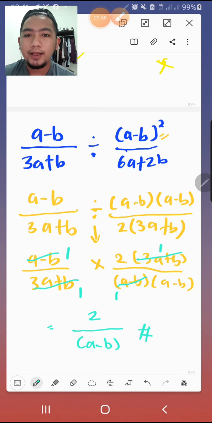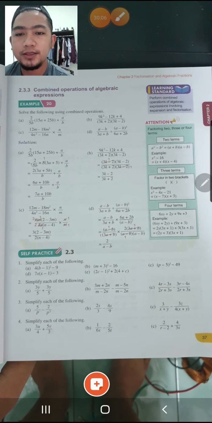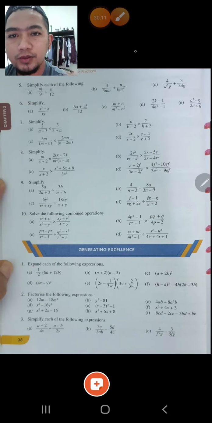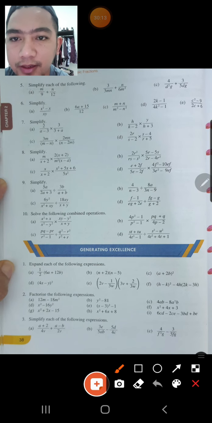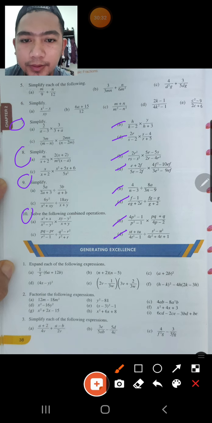Okay, so that's all for today. Or you can answer the exercise. Okay, so please complete this exercise. Question 7, try to answer question B and D, question 8 B and D, question 9 B and D also, question 10 B and D.